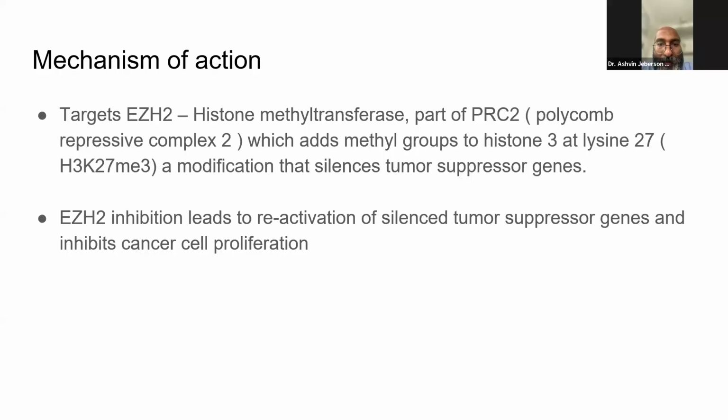Okay. So the mechanism of action here is that it targets the enhancer of zeste homolog, which is normally an epigenetic modifier. It prevents the addition of methyl groups to histone 3 at lysine 27, that is H3K27. Because of the methylation of H3K27, tumor suppressor genes are silenced. So what EZH2 inhibition does is release the silencing of these tumor suppressors. Once the silencing is removed, the tumor suppressor genes get reactivated, and that decreases cancer cell proliferation. Next slide, please.